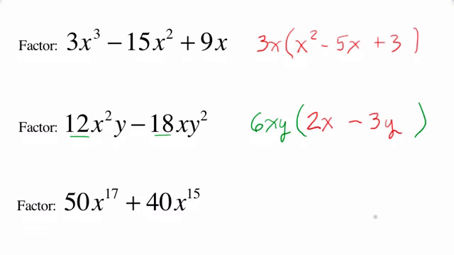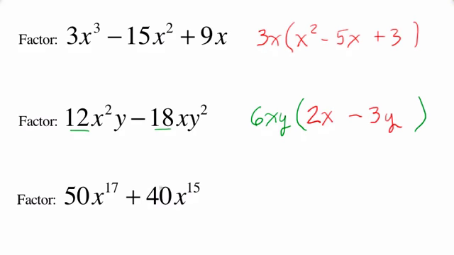Now what if we have some really large exponents? Well, the rule stays the same. We just follow the procedure. What's the GCF of 40 and 50? That is 10. Now what's the GCF of x to the 17 and x to the 15? That would be x to the 15. This confuses some students because it's not like 15 goes into 17, but x to the 15 goes into x to the 17. So now we write our parentheses.